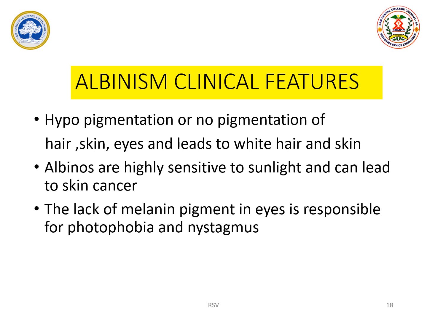So these are the clinical features of albinism. Hypopigmentation, because of the reduced level of melanin or absence of melanin in the hair, eyes, and skin, leads to white hair and skin. Albinos are highly sensitive to sunlight. Those who have a reduced level of melanin are called albinos. They are very highly sensitive to sunlight, which can lead to skin cancer. The lack of melanin pigment in the eyes is responsible for photophobia and nystagmus.